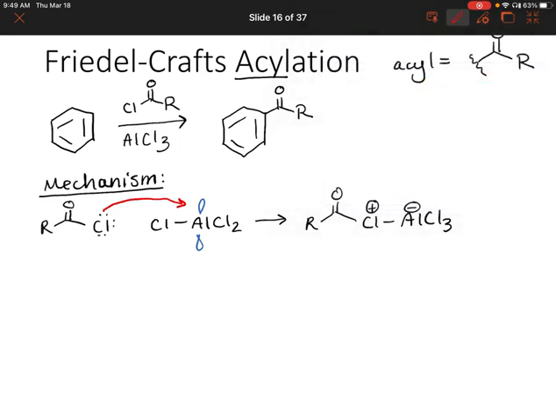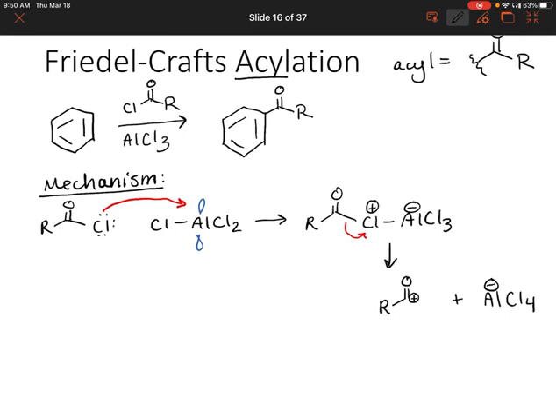So similar to the alkylation mechanism, the shared electrons between chlorine and that carbonyl group are going to move over to chlorine. And we're going to form, let's see, we've got our positively charged acyl group plus our aluminum tetrachloride molecule.